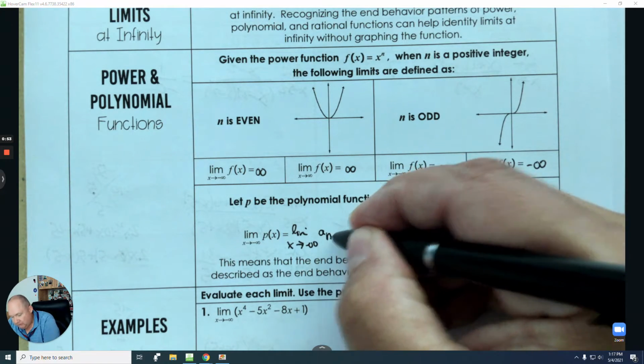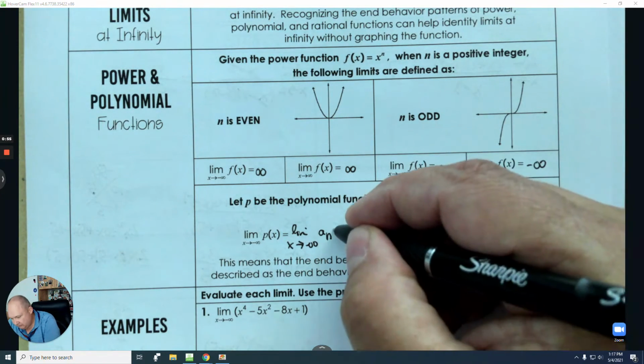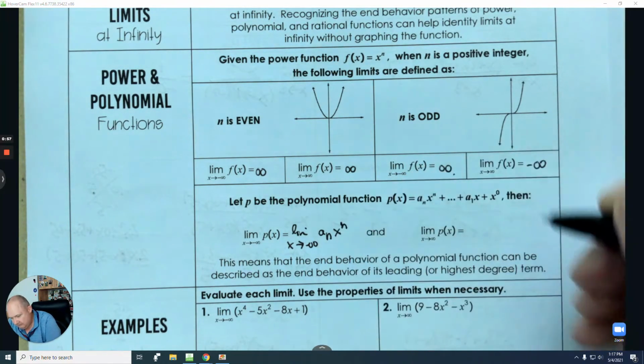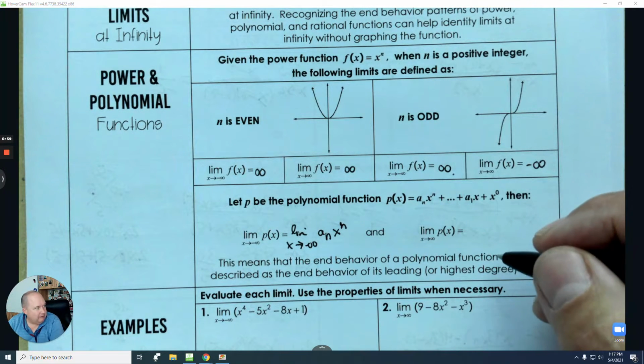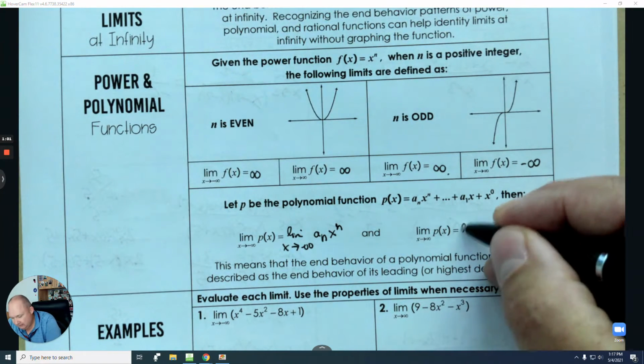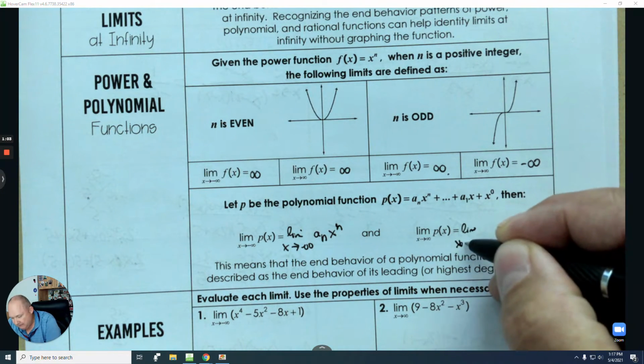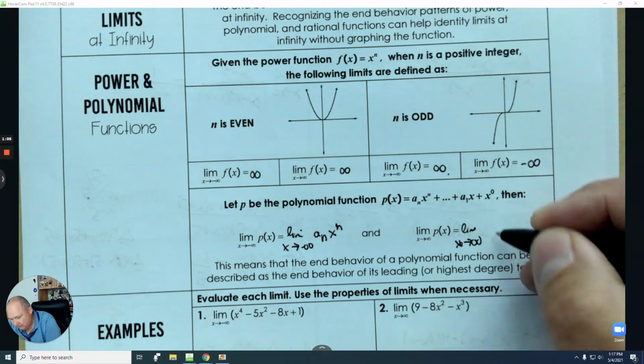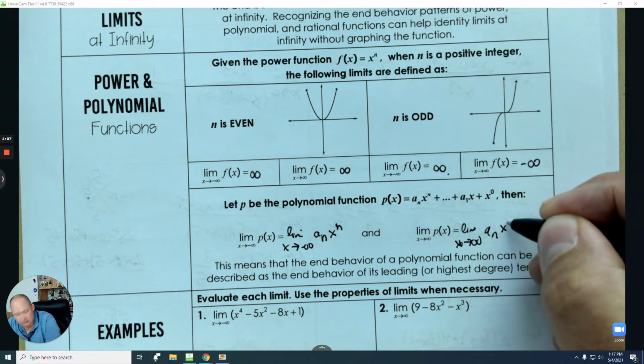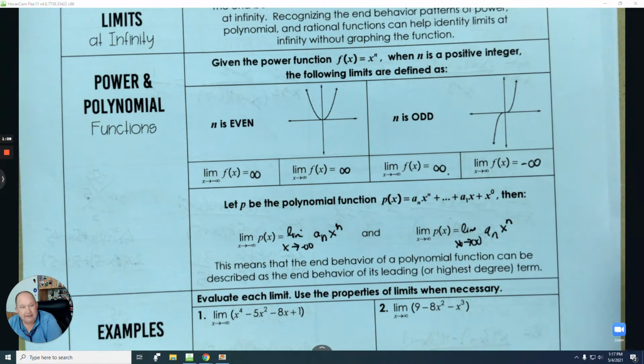So in other words, you only have to look at the power function to understand where the end is going. And same thing here, you only have to look at the power function to understand what's happening. So there's a mathy way of describing, hey, look at the power function, understand where the power function is going for the right end and the left end behavior.